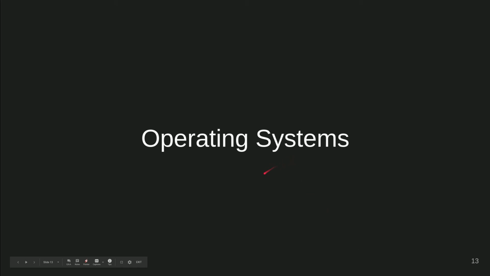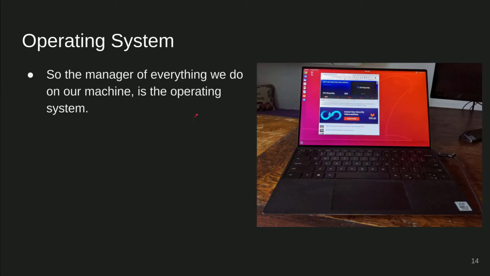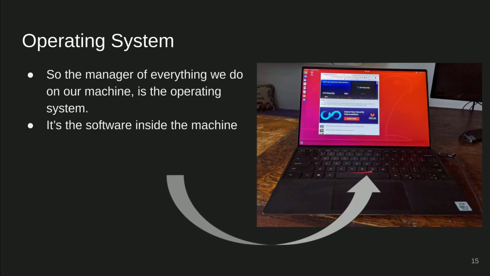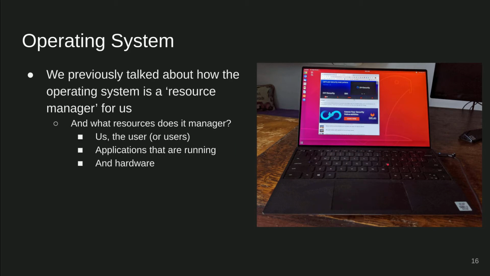Okay, folks, so let's talk a little bit about operating systems. So the operating system is a manager of everything that we do in our machines. We've talked about that a little bit before, about how it's our resource manager. So there's software inside the machine, that's the operating system that you install, that's keeping track of how everything's running, how many programs are running, the files, and everything. Okay, so we've previously given our operating system this name of resource manager.